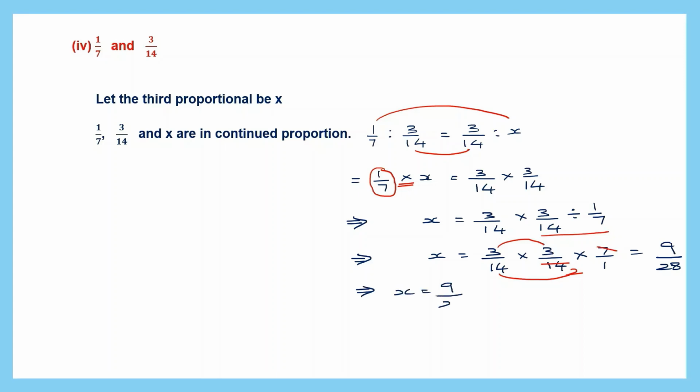And x we said is the third proportional. We said let the third proportional be x. So we have found the third proportional. The third proportional is 9 by 28. So we have got our answer 9 by 28.